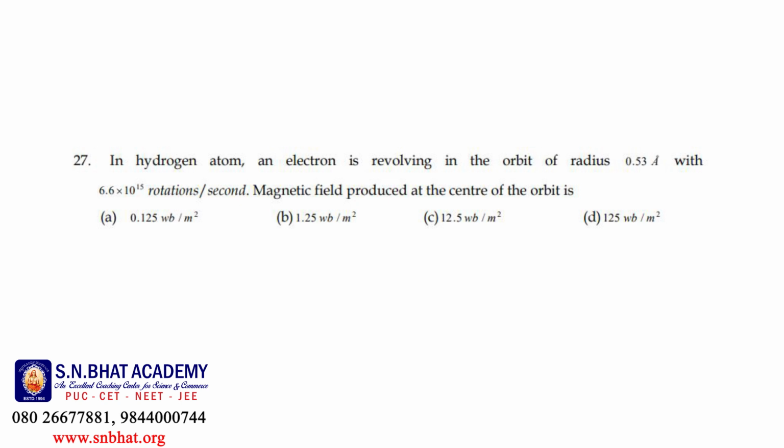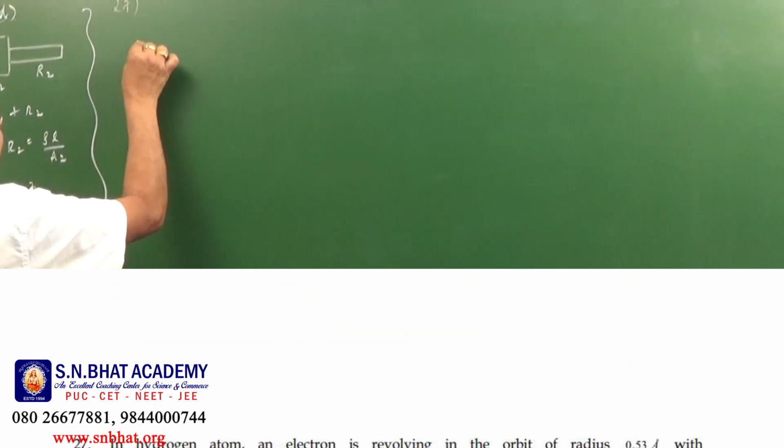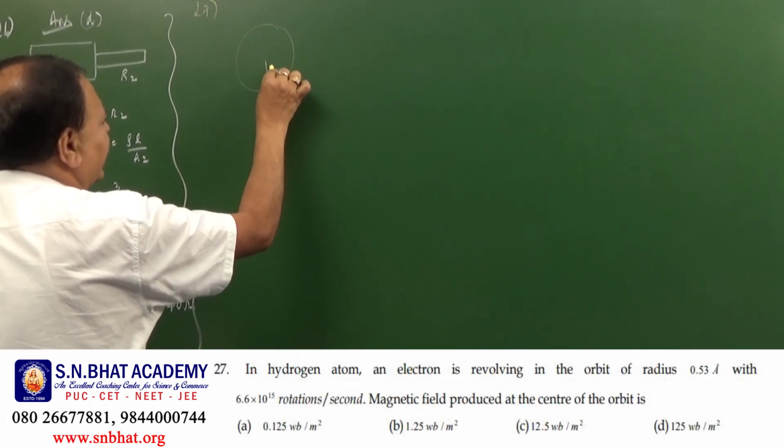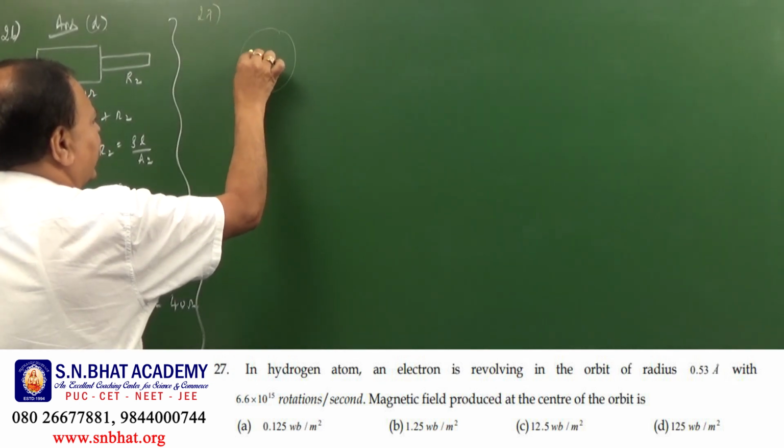In a hydrogen atom, an electron is revolving in an orbit of radius 0.53 angstroms with 6.6 × 10¹⁵ rotations per second. The magnetic field produced at the center will be... again, it's a very simple question. He wants to calculate the magnetic field produced at the center but he has not given the current. But he has given the radius, and he has given the frequency. Moreover, he says electron, and therefore magnetic field at the center. Remember, R is the radius and I is the current.